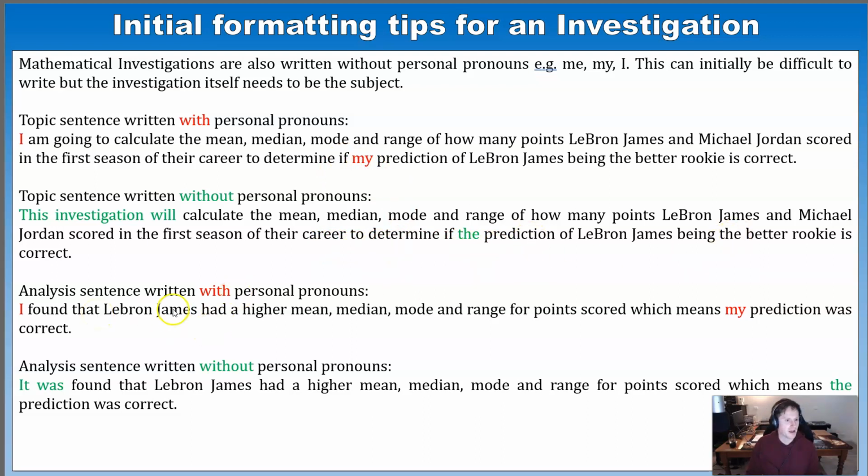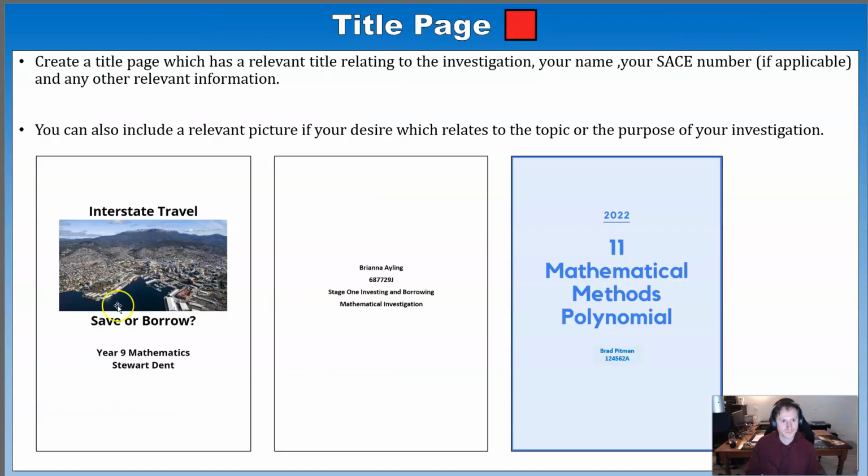Okay. So again, with personal pronouns: I found that LeBron James had a higher mean, median, mode, and range for points scored, which means my prediction was correct. You can instead say it was found and the prediction was correct. So try and avoid those personal pronouns.